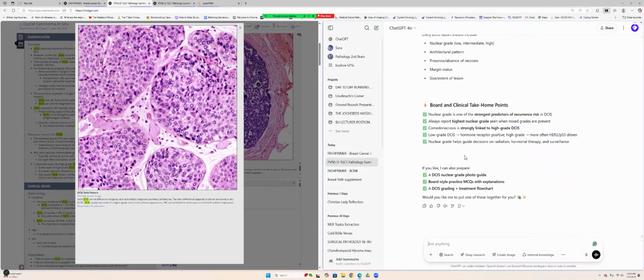Nuclear grade is the strongest predictor of recurrence risk in DCIS. Report the highest nuclear grade seen. Comedo necrosis is strongly linked to high-grade DCIS. Low-grade DCIS is generally hormone receptor positive, while high-grade DCIS is more HER2 and p53 driven. Nuclear grade drives therapy, so be careful.